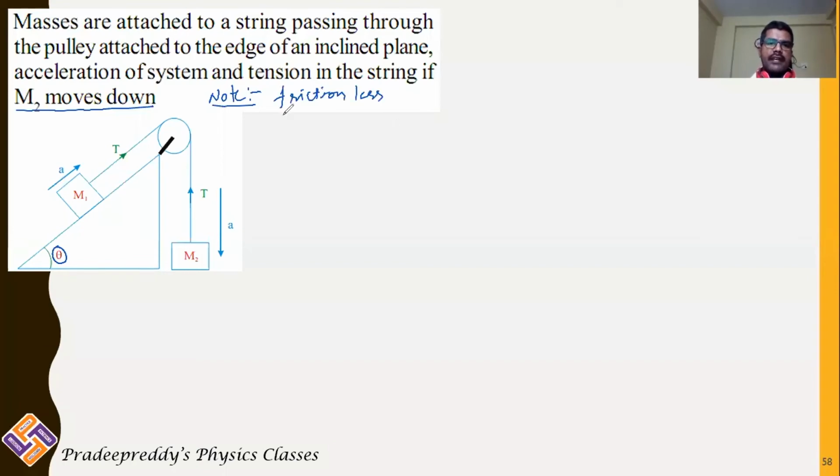Frictionless surfaces and massless strings, massless strings and pulleys. So we are considering massless strings and massless pulleys. Using that approximation, we will be solving this problem. This problem is in no way different from the previous problems which we have done. Same concepts, but slight changes.